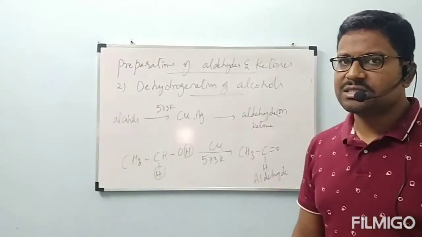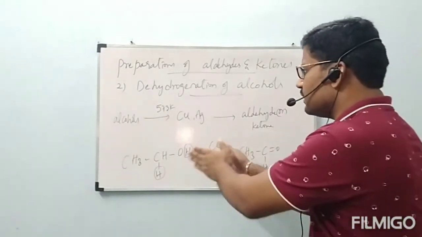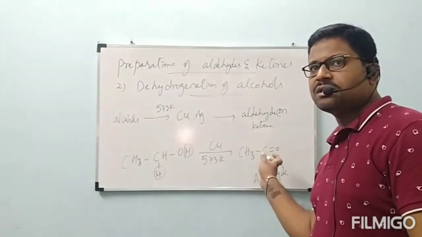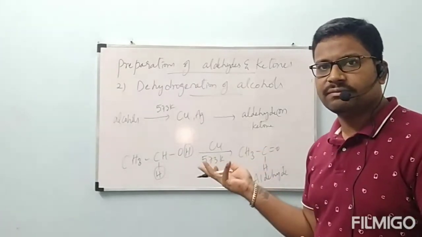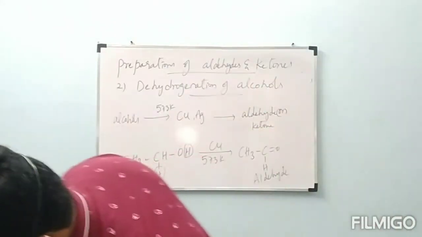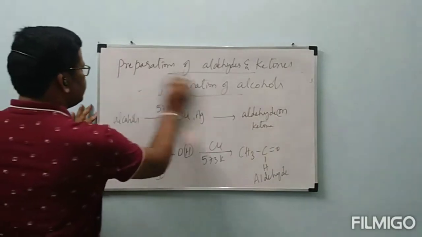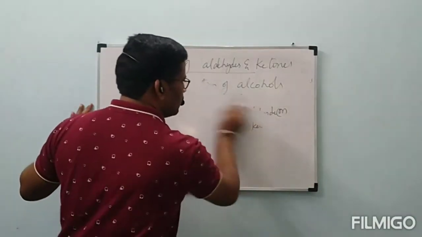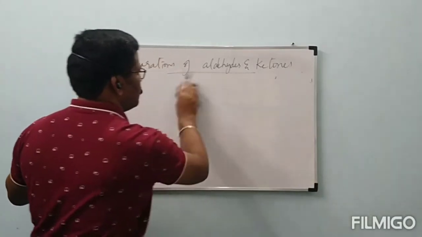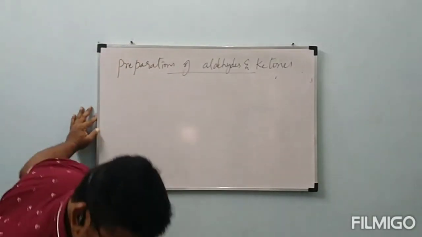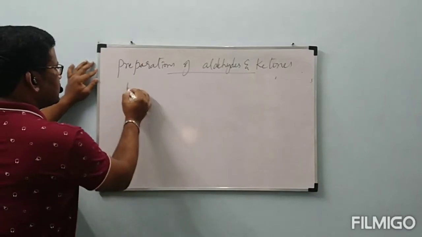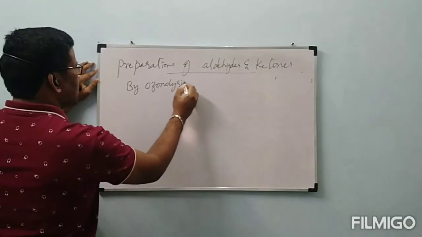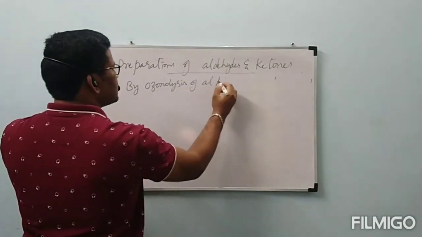Like that, three reactions we have seen. Those reactions are only written again here. Properties of alcohols and preparation of aldehydes or ketones, both are the same. This is about the second preparation. The third preparation is by ozonolysis, ozonolysis of alkenes.